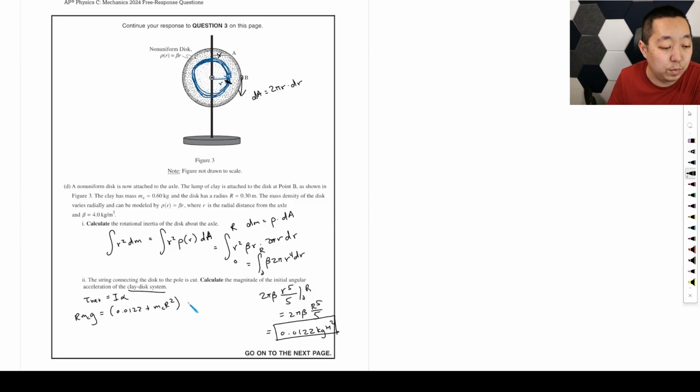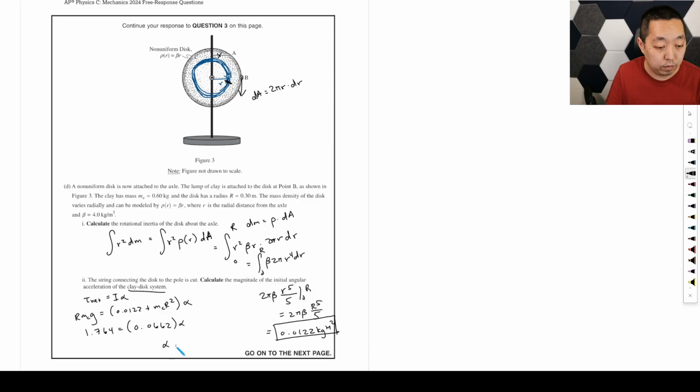This is probably very small, but we'll take a look. So this is R times mc times g, so this is 0.3, mc is 0.6, and g is 9.8. This is equal to 1.764. It is equal to this 0.0122 plus mc, which is 0.6 times 0.3 squared. Okay, this is 0.0662. So you couldn't neglect that.